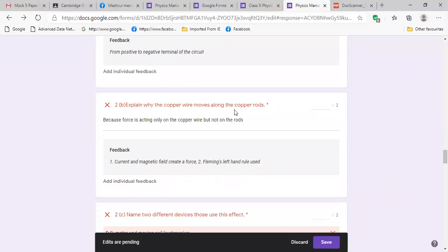Explain why the copper wire moves along the copper rods. So here you got it. Fleming's left hand rule, you can use it here. Because force is acting only on the copper wire but not on the rods. Current and magnetic field create a force. Fleming's left hand rule is used. So I am accepting your previous one. You mentioned Fleming's left hand rule, and current and magnetic field create a force. That one is also there, right? Your thumb is showing force, isn't it?